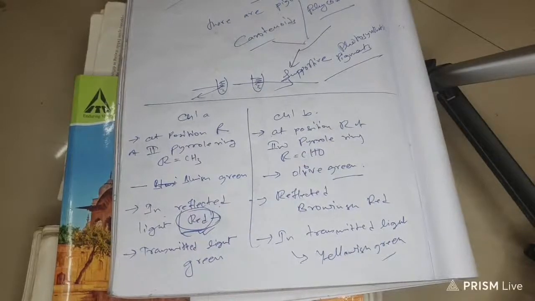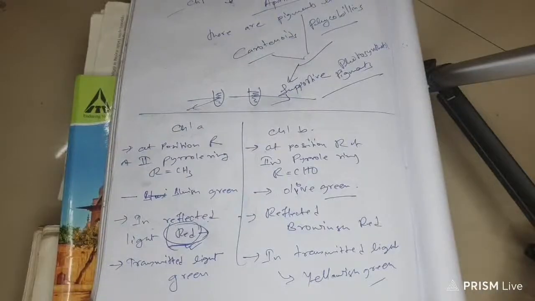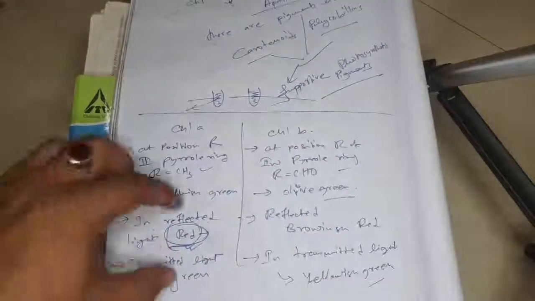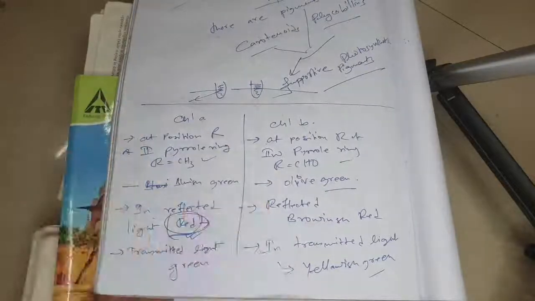Okay, so obviously this is the difference between chlorophyll A and chlorophyll B. If you closely look into the difference of chlorophyll A and chlorophyll B, you can see that due to the structural difference, there is difference in the color, and there is difference in the behavior of which wavelength it is absorbing, which wavelength it is releasing.